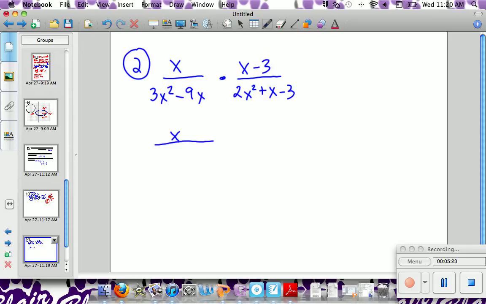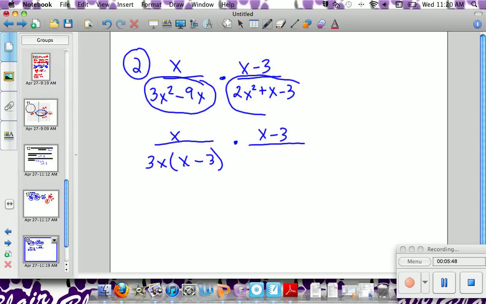X is simplified. I'm going to factor this one right here. I look at it and I say, well, 3x squared and 9x, they both share a 3 and they both share an x. So I'm going to factor that out. I'm left with an x minus a 3. So I'm good here. Times, this is simplified, so I'm just going to write x minus 3 all over. This is not simplified. I need to factor it.